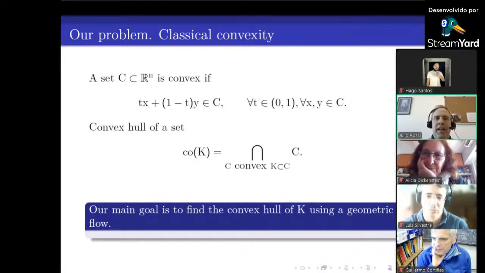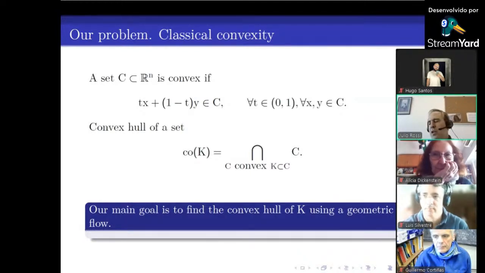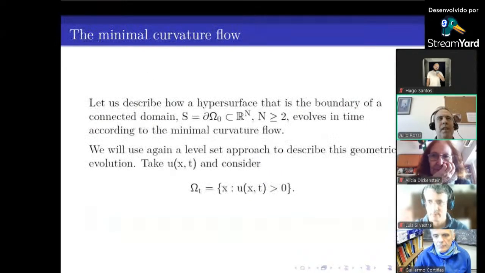So you want to find some geometric movement according to curvature, and you know from the title what the answer is. The answer is the movement by minimal curvature. If you move your surface according to the minimal curvature, then you will get in the limit the convex hull of the set. This is what we want to do.